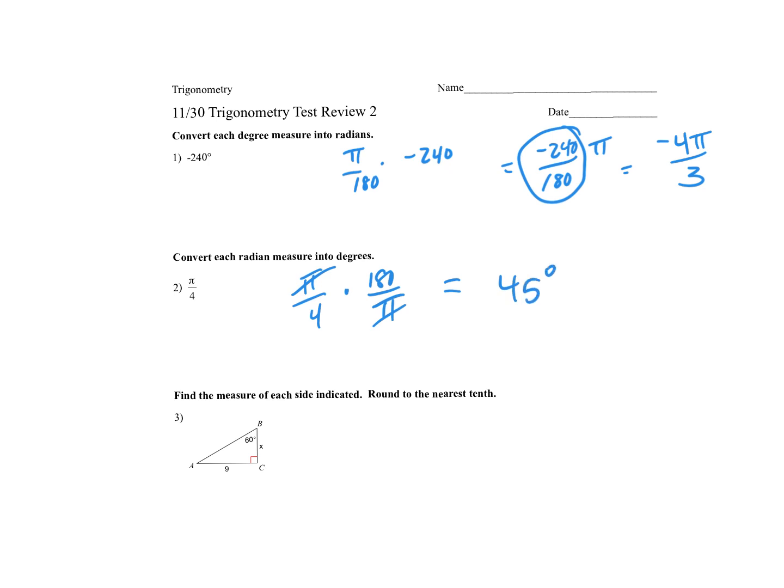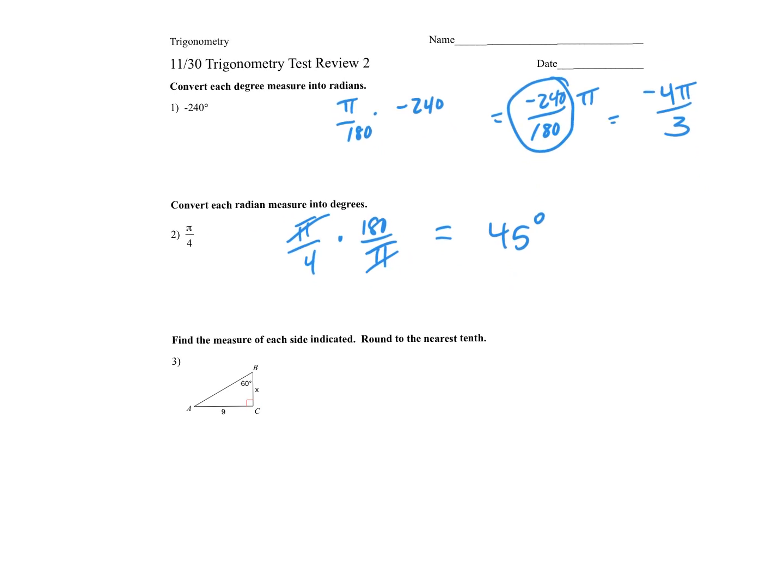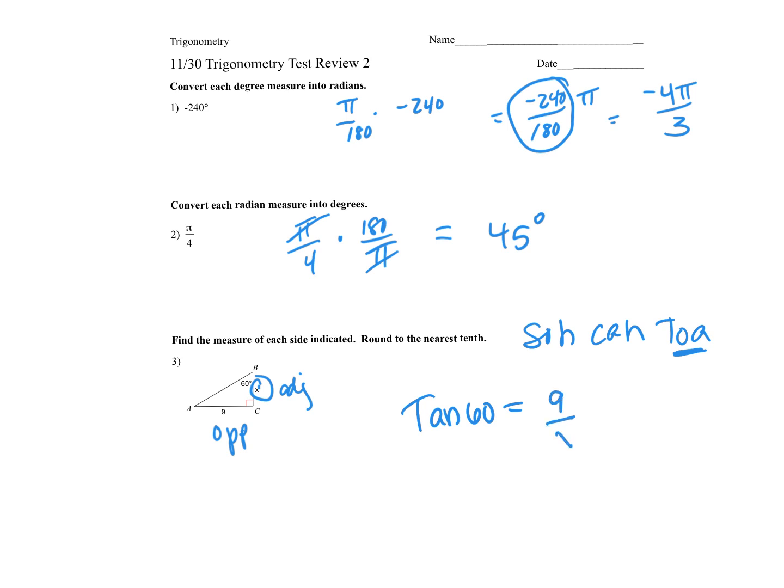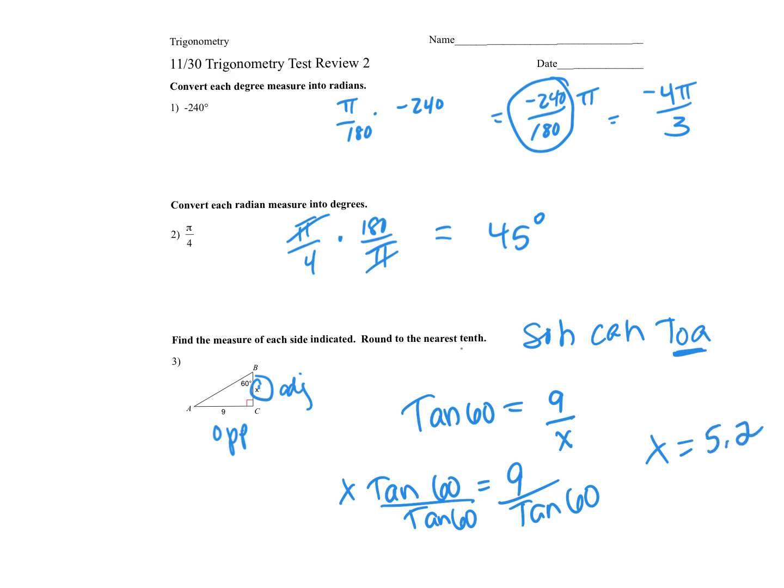For the next one, we're going to find the missing side. So here we have an adjacent. X is the adjacent, and 9 is the opposite. When you write out SOHCAHTOA, the one that has an A and an O in it is tangent. So tangent of 60 equals opposite, which is 9 over x. So x tan of 60 equals 9. When you divide by tan of 60, you get that x equals 5.2. They want it rounded to one place, to the nearest tenth.